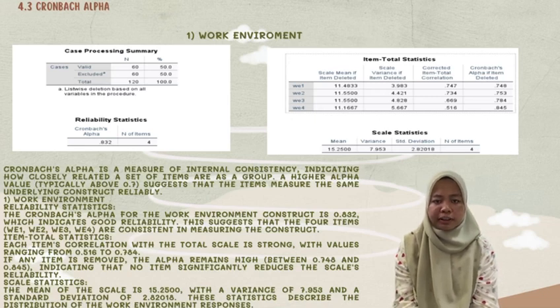group. A higher alpha value, typically above 0.7, suggests that the items measure the same underlying construct reliably. First, work environment reliability statistic. The Cronbach's alpha for the work environment construct is 0.832, which indicates good reliability. This suggests that the 4 items WE1, WE2, WE3, WE4 are consistent in measuring the construct.